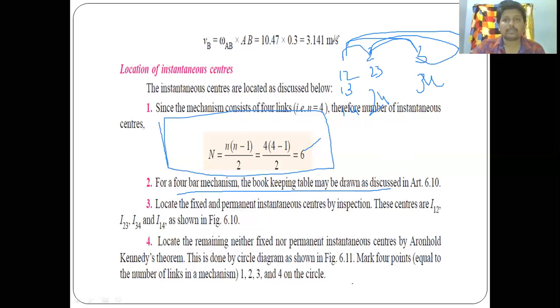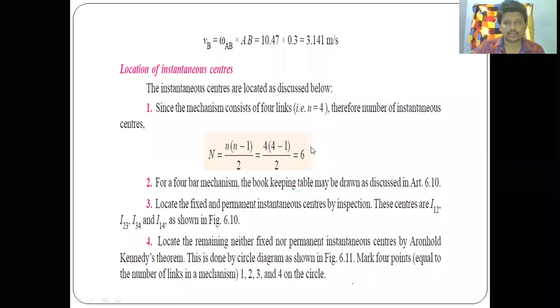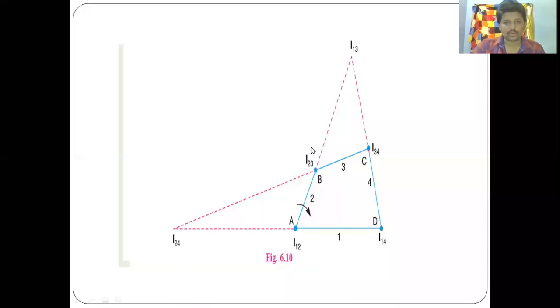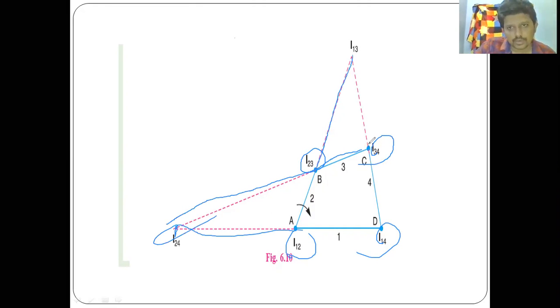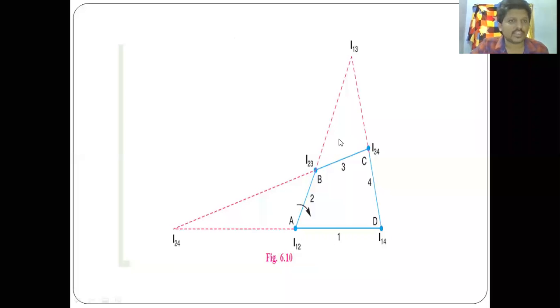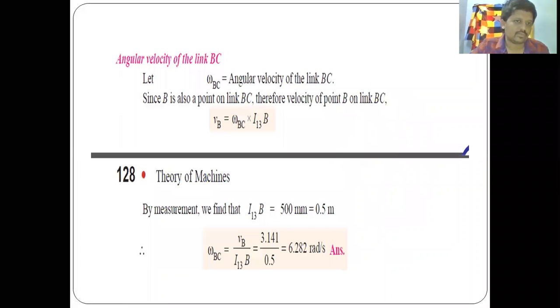We defined how many and what those are. Now we should locate the fixed and permanent instantaneous centers. Now this is the diagram. I12 and I14 are two fixed ones. I34 and I23 are two permanent ones. It is very easy to draw. You just draw two lines here in this way and here. They will meet at a point which is I24. Here we drew two lines which meet at a point which is another instantaneous center. So we have here 6 instantaneous centers, which is easy, right? I think you understood how to define instantaneous centers.